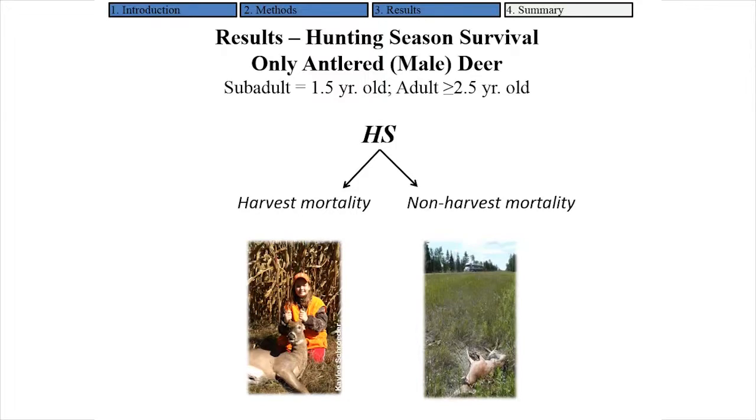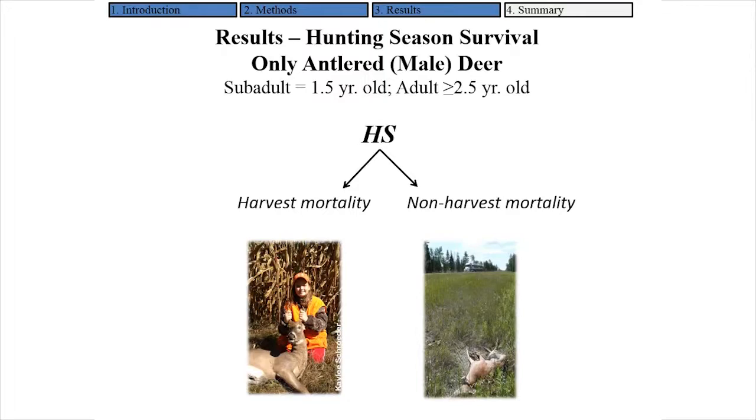So comparing harvest mortality and non-harvest mortality, the big questions we had is, how do these rates, not overall mortality as well as the cause-specific rates, vary among years, as well as how do they vary among age classes? This is where the antler growth comes in to be important. Young of the year bucks generally have antlers like this, maybe little forked antlers or really small 8-pointers, whereas your 2.5-year-olds and older are going to be more of your trophy quality deer, especially in the eastern farmland region. And we felt we had the power to detect differences between these two age classes.